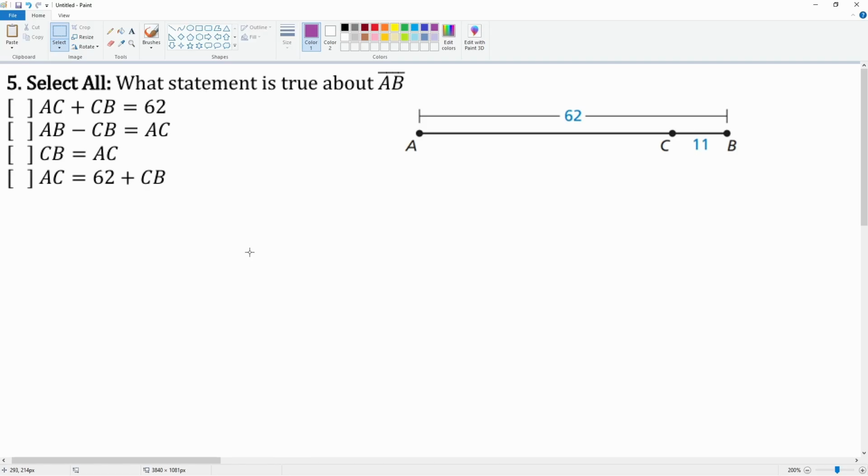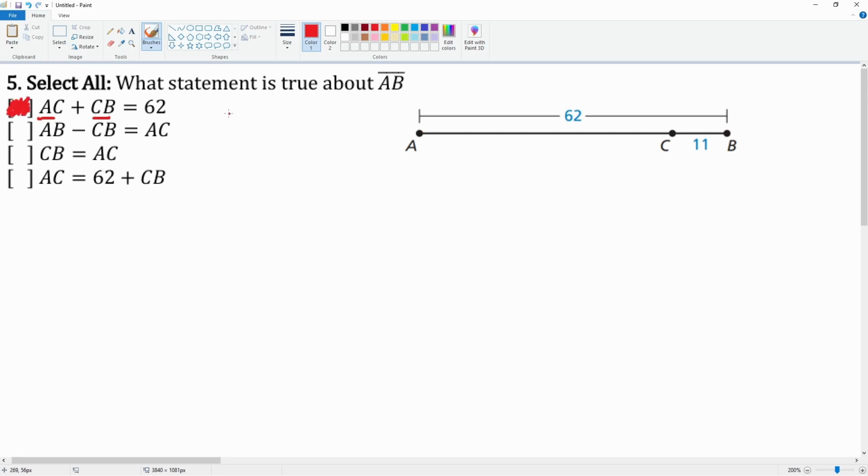Question 5 is a select all. You're going to see what statement is true about this line segment AC. So first of all, let's take a look, which says line segment AC plus CB equals 62. Well, AC is this part, and we add it to this part. Does that get us our total of 62? Yep, that is true. So we can mark this as true.